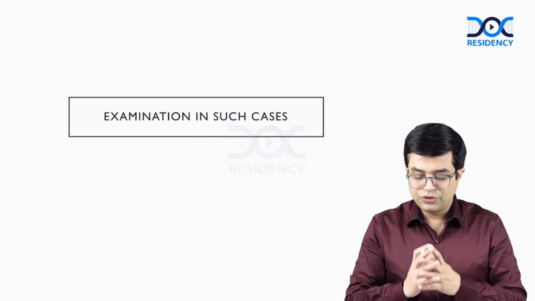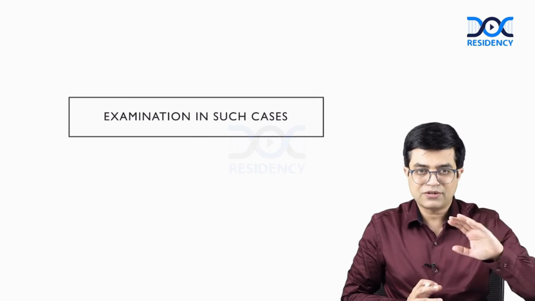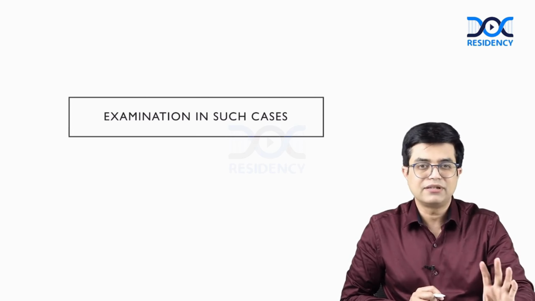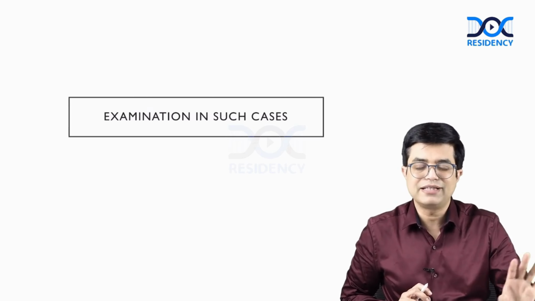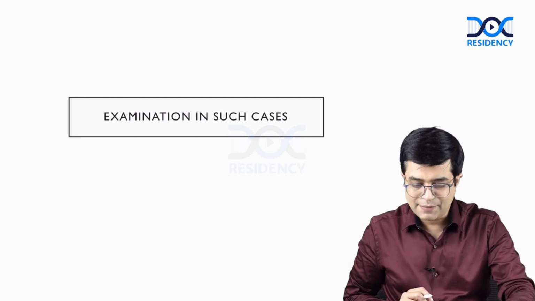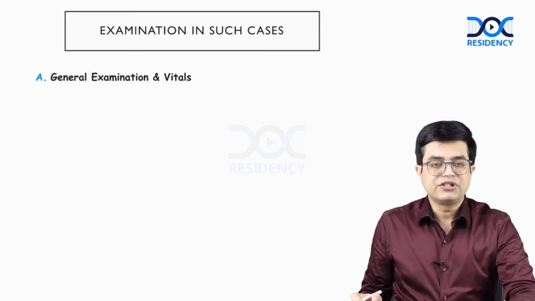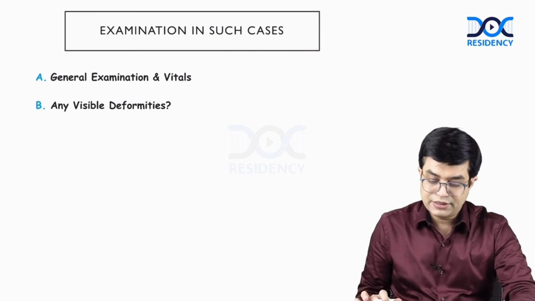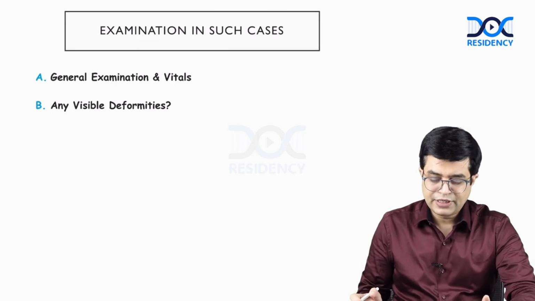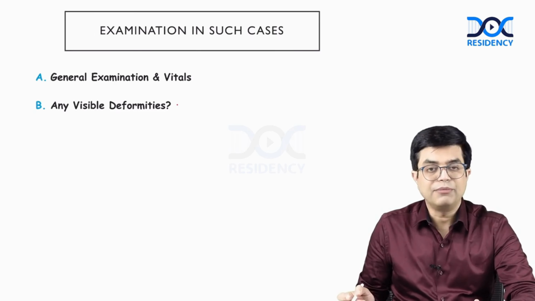Now, how are you going to do the examination? The remaining parts of neonatal history taking and similar things we have already discussed in a separate section, right? Now, how will you do the examination in such cases? First of all, you will do a general examination and note down the vitals as you do for any neonatal case. Then you will look for any visible deformities in the patient.